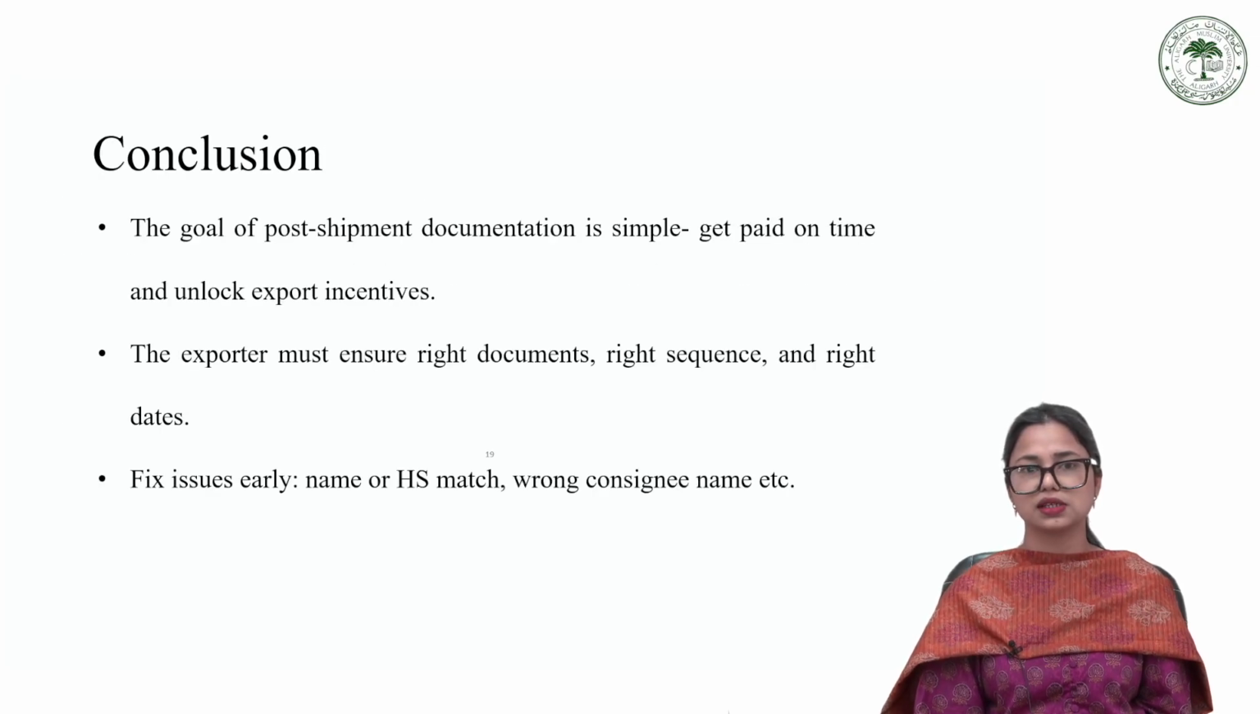So, here we can see that the goal of post-shipment documentation is simple: get paid on time and unlock export incentives. The exporter must ensure right documents, right sequence and right dates, and it is really important to fix issues early. For example, the name or HS commodity code should be exactly as specified and there should not be any default or incorrectness in the consignee name.